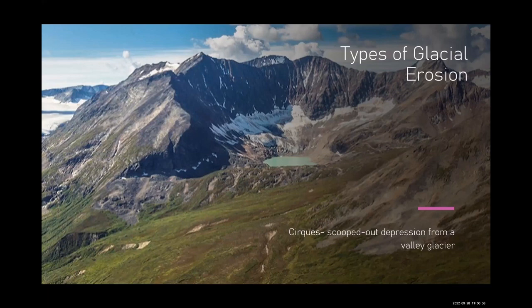One type of glacial erosion is a cirque, and that's when you get this scooped out depression. They come from valley glaciers. So this area here is a cirque.